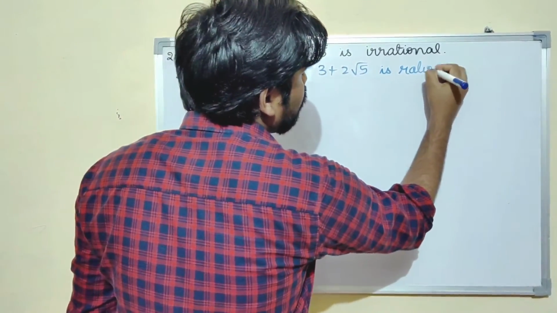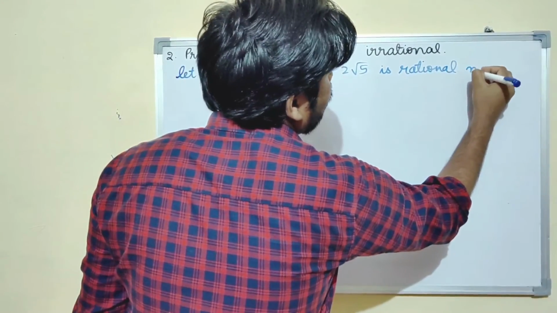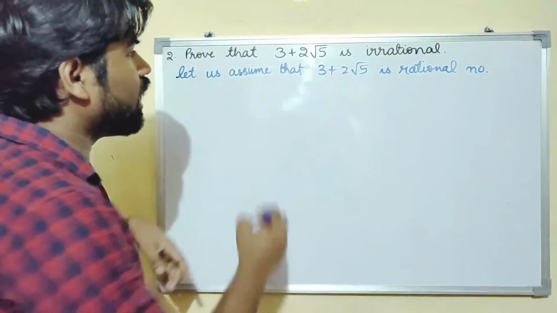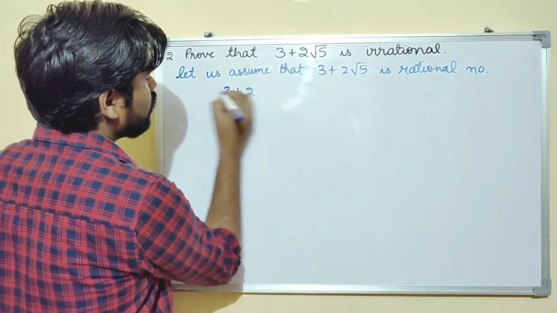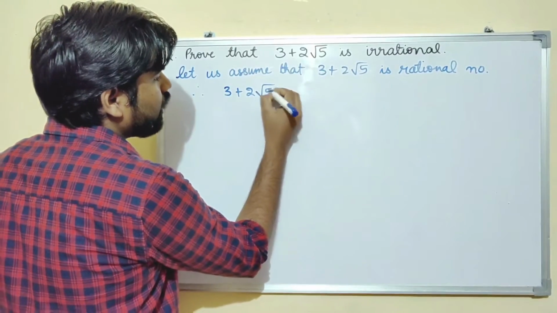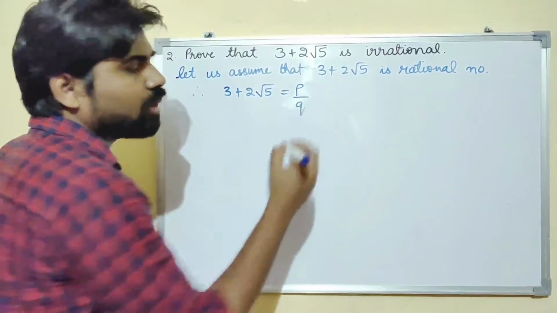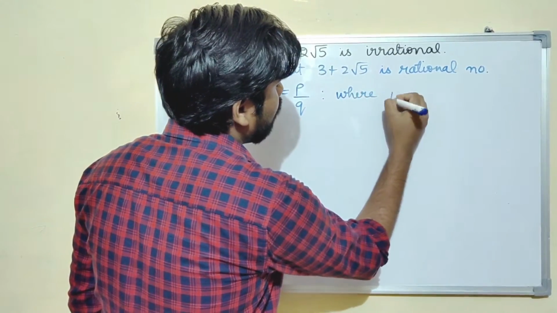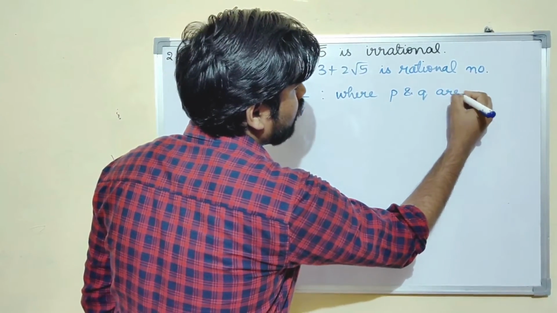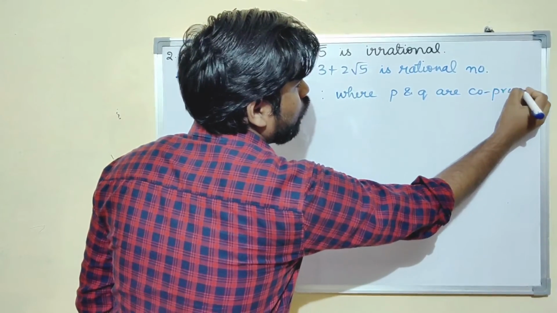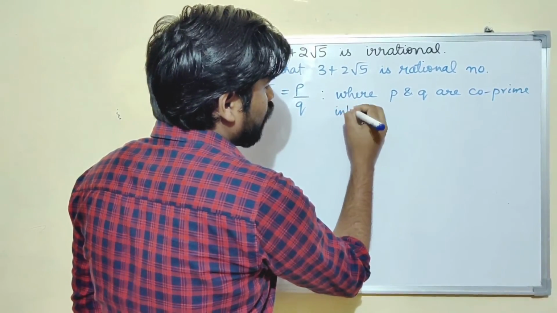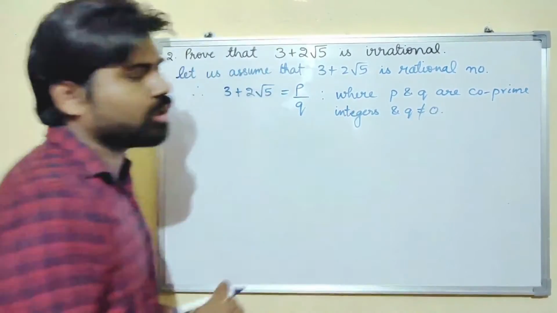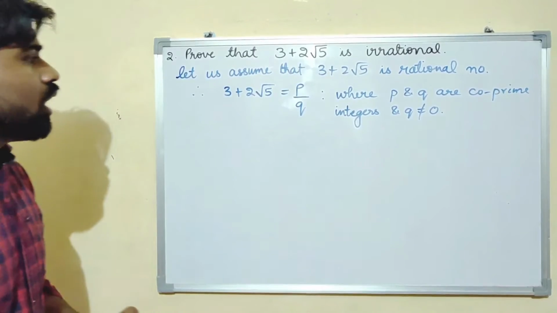And since we have assumed this number to be a rational number, we can write 3 plus 2 root 5 as P upon Q, where P and Q are co-prime integers, and Q is not equal to 0. This much is okay. Now, what did I tell you?